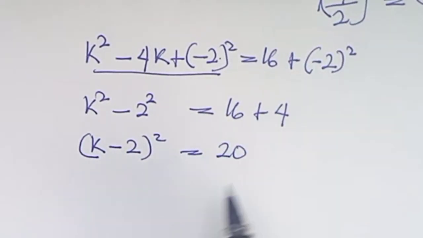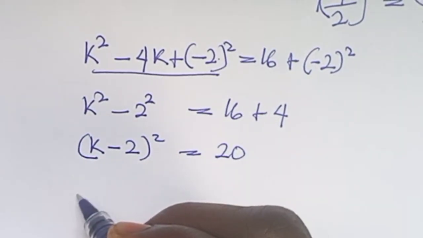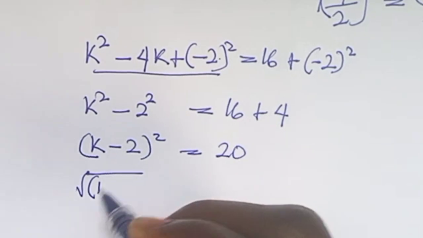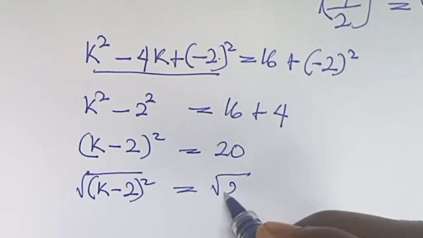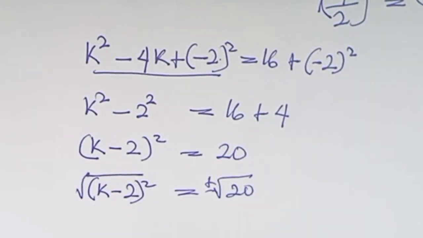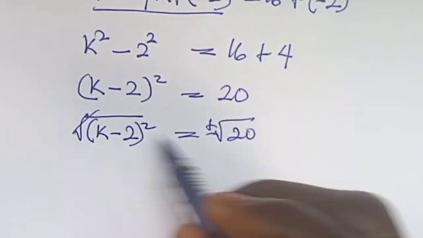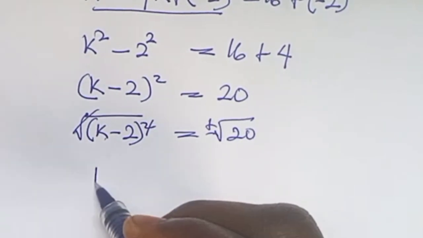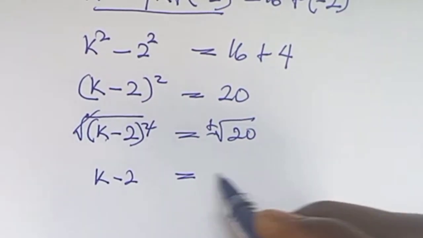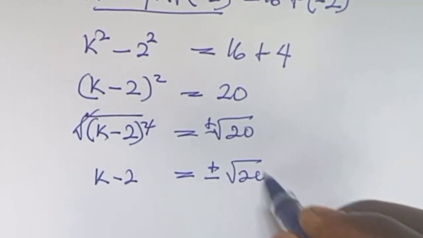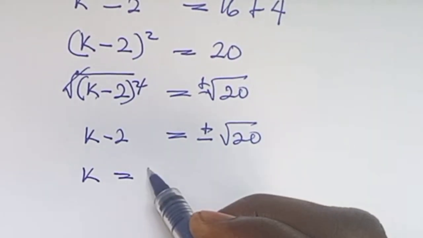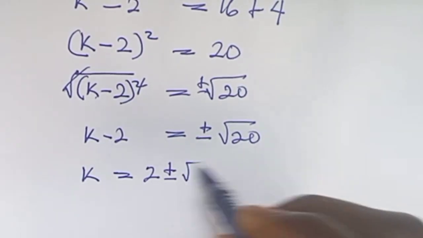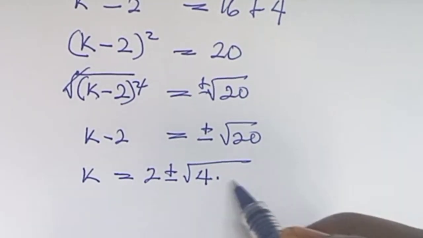And if we take the square root of both sides, we're going to have the square root of (k minus 2) to the power of 2 is equal to the square root of 20, plus or minus, of course. So here, the square root and the square will cancel out. What is left will be k minus 2 is equal to plus or minus square root of 20. And if we solve this, we have k is equal to, minus 2 will cross over to the right-hand side, becomes 2 plus or minus square root of 20, which can be written as 4 times 5.